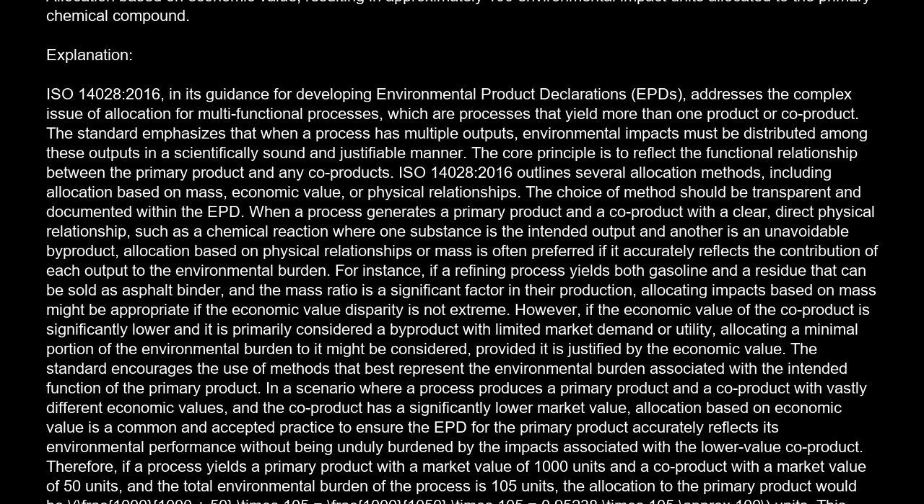Therefore, if a process yields a primary product with a market value of 1,000 units and a co-product with a market value of 50 units, and the total environmental burden of the process is 105 units, the allocation to the primary product would be 1,000 / (1,000 + 50) × 105 = 1,000 / 1,050 × 105 = 0.